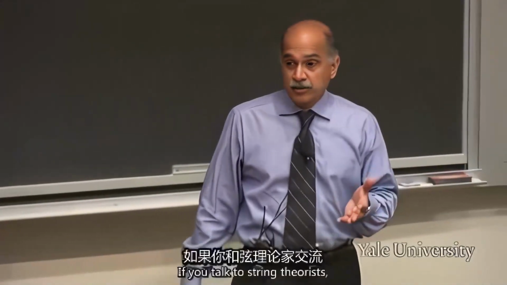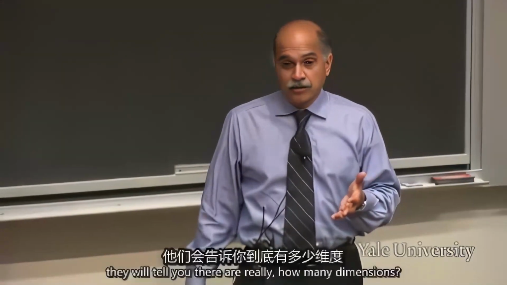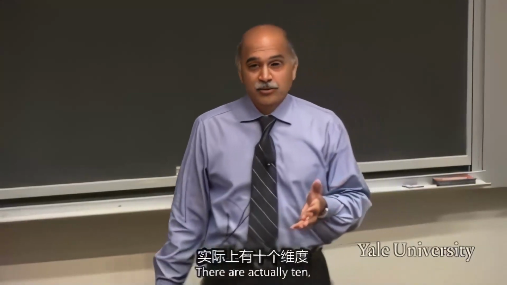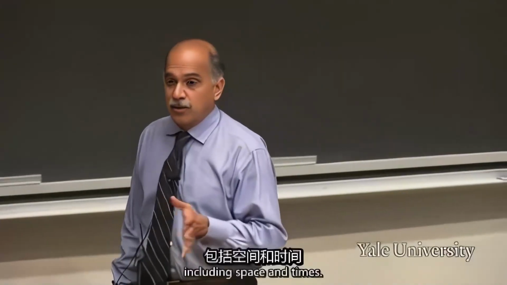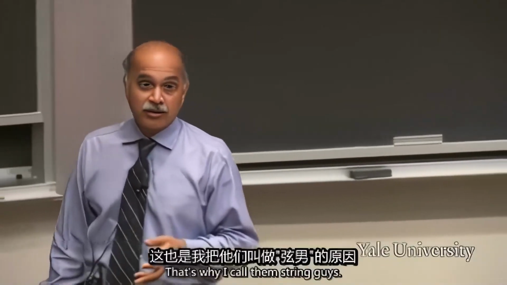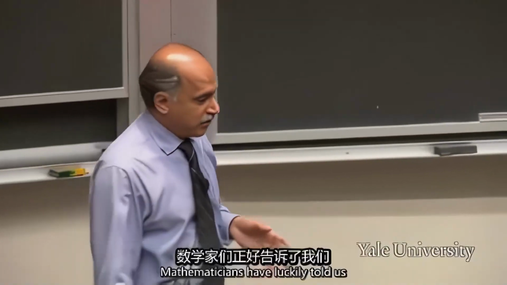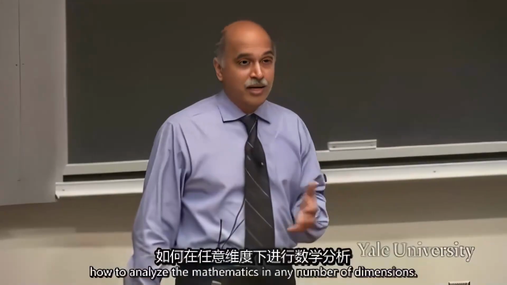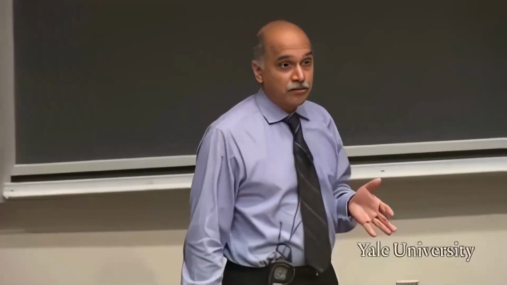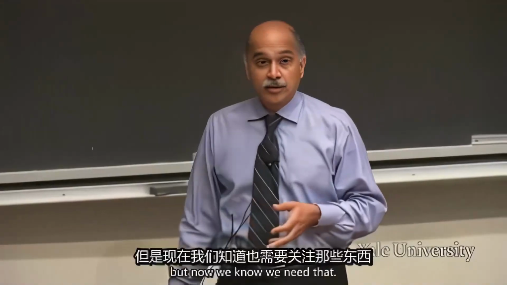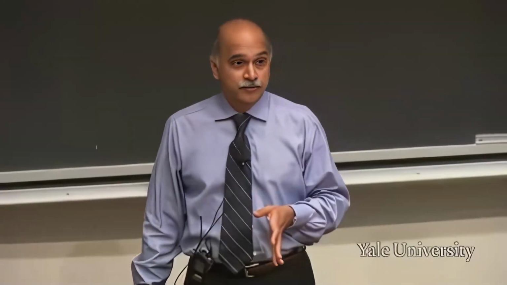If you talk to string theorists, they will tell you there are really how many dimensions? Do you know? There are actually 10, including space and time. There are 9 spatial dimensions. That's according to string guys. So mathematicians have luckily told us how to analyze mathematics in any number of dimensions. We don't pay attention to them when they're going beyond 3, but now we know we need that. So we are going to do 2.